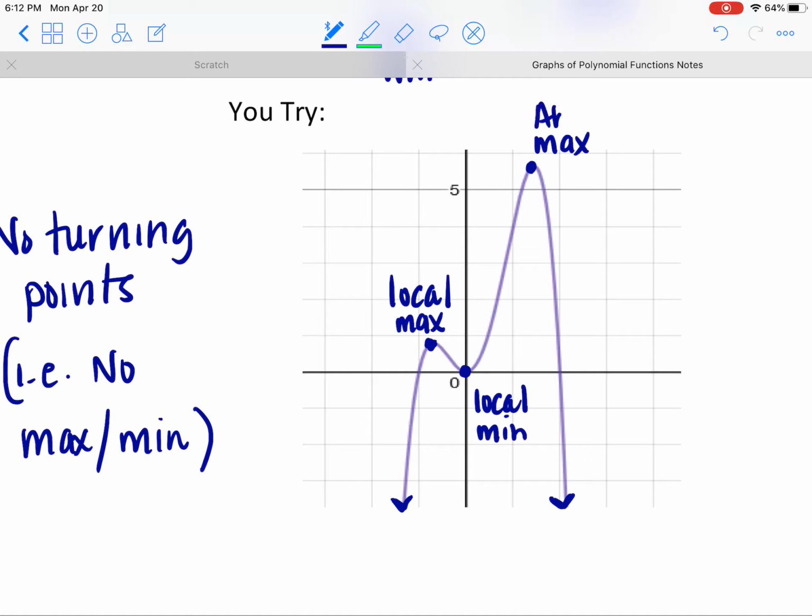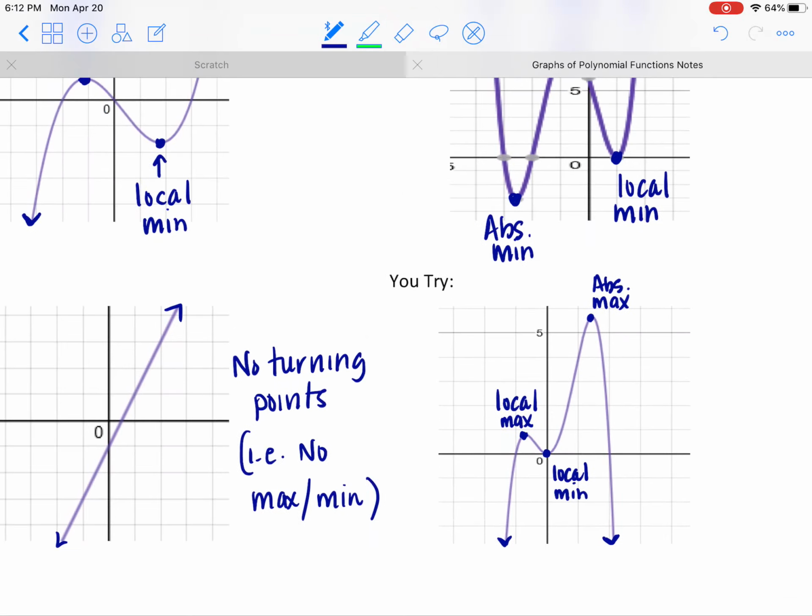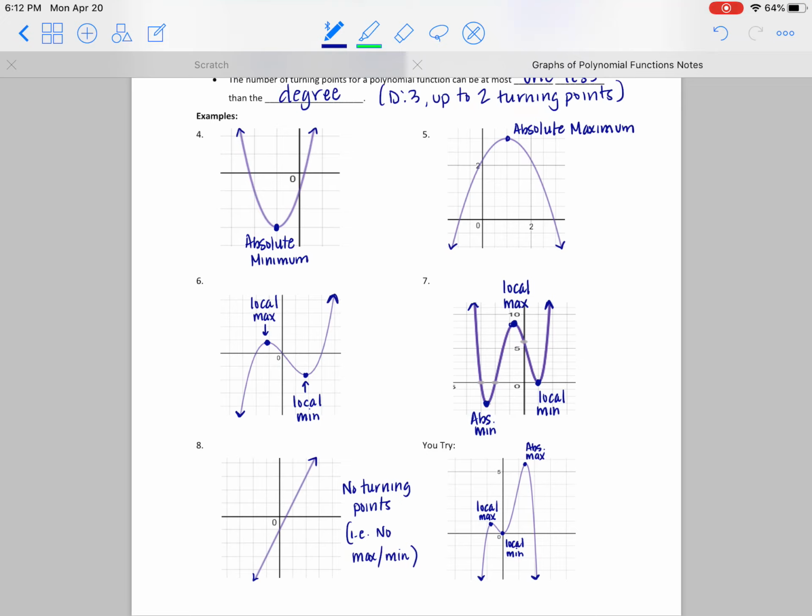And then the last one is, again, at the top of a hill. It is a maximum, and it is the highest point on the graph. No point above that one. So this is an absolute maximum.